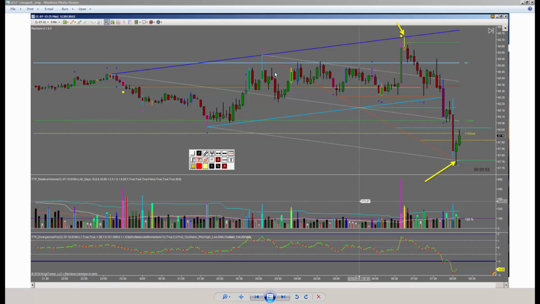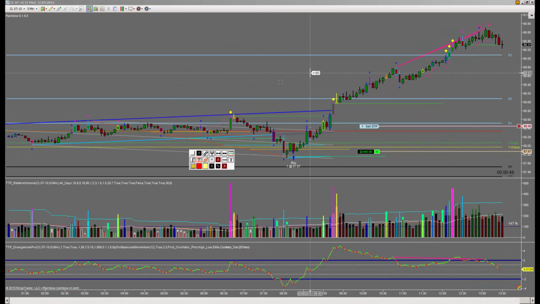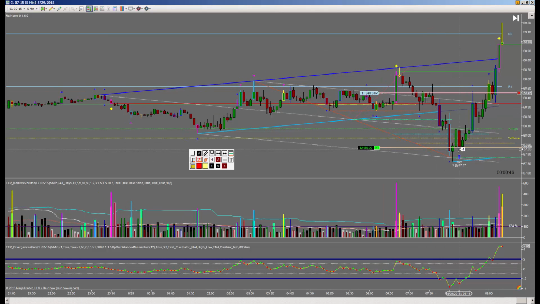From the high to the high, gave us this high right here, and then gave us the ABCD projection down to the lower median line at the 200%. And that's where we came down to, and we reversed strong on that climax bar down, and I got back in. I got into this trade, which is essentially getting back in from exiting yesterday. Got back in on the pullback, which was right here on this pullback.